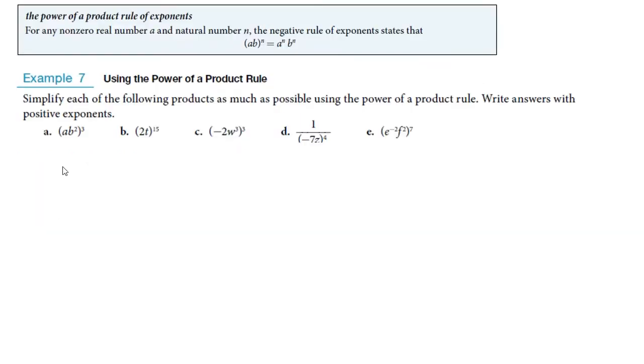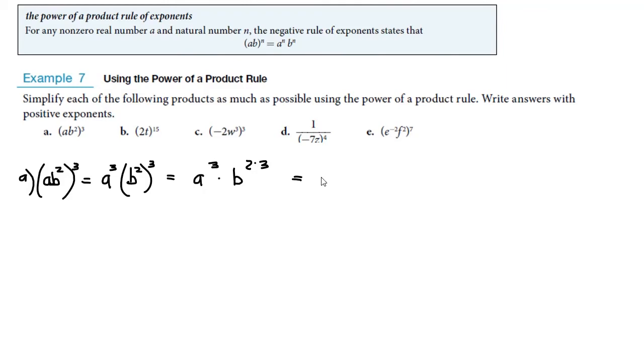So in example 7, we're going to apply the power of products rule, and we're asked to simplify each of the following products as much as possible by using the rule and writing your answers with positive exponents. So part A is A B squared, all cubed, so that's going to be A cubed times B squared cubed, and then we might do this part mentally after a while. So that's A cubed times B to the power 2 times 3. That's the product rule. So we have A cubed B to the power 6.